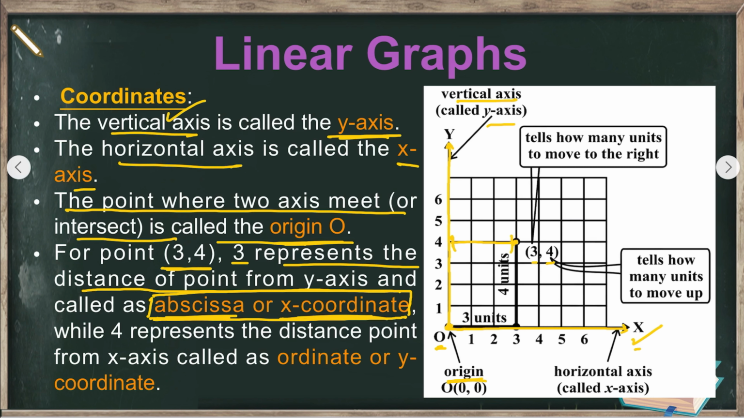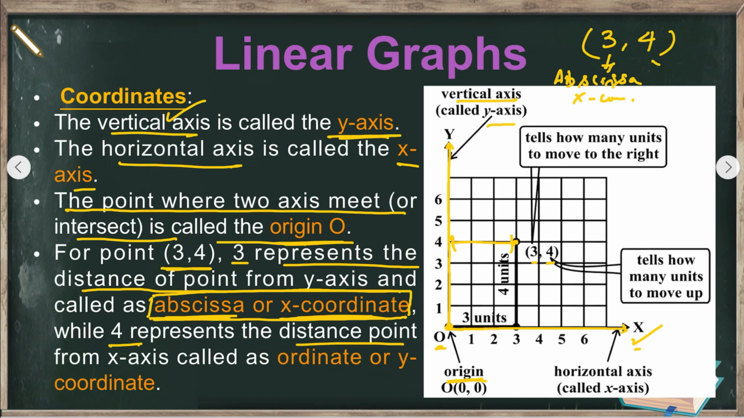If you write a point like this, (3, 4), the first one is called the abscissa or x coordinate.